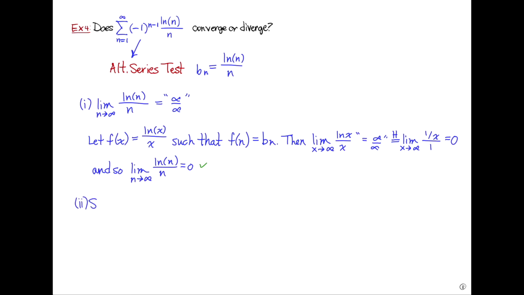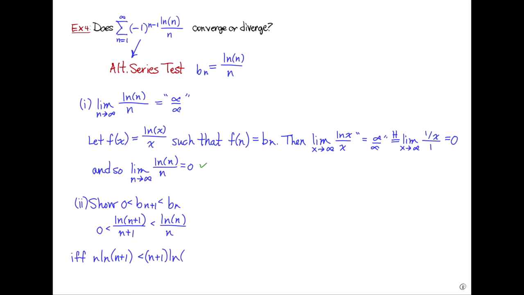Now we need to show that our terms are positive and decreasing. Plugging in our values for b sub n plus 1 and b sub n, we have 0 is less than the natural log of n plus 1 over n plus 1 less than the natural log of n over n. Cross-multiplying, we can say this is true if and only if n times the natural log of n plus 1 is less than n plus 1 times the natural log of n. Is this true? I'm not sure.